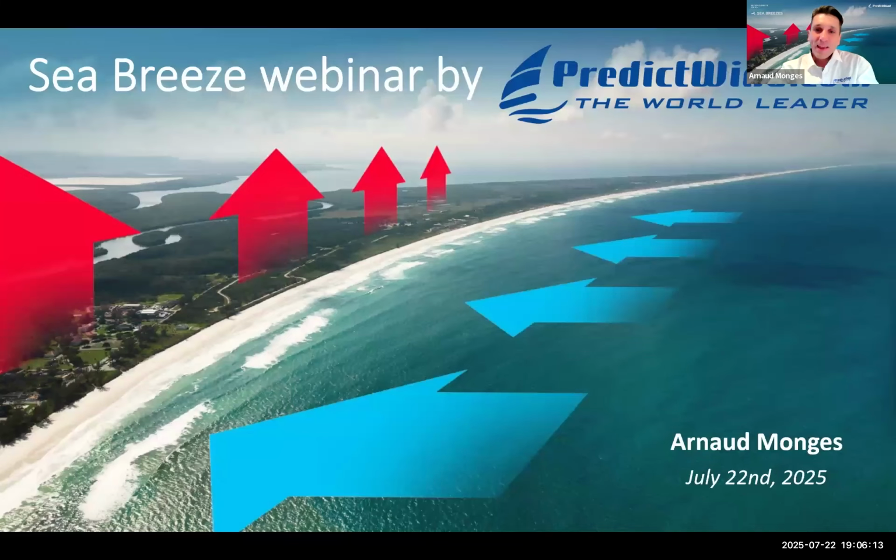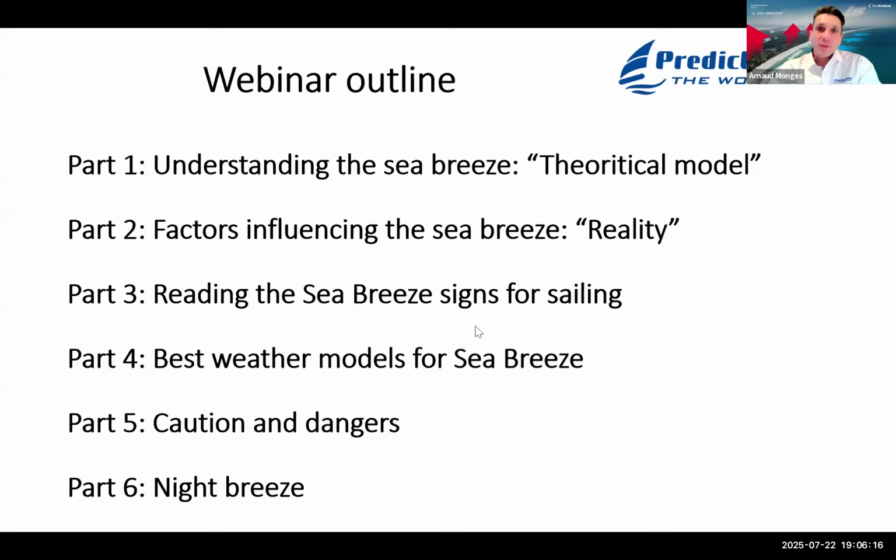So the topic for tonight is gonna be the sea breeze, and we are going to cover 6 different parts. In part 1, we're gonna understand the sea breeze, and we're gonna build a model of the sea breeze. In part 2, we're gonna take this model into reality, and we're gonna see real factors that influence the sea breeze. In part 3, we're gonna leave all the theory behind, and we're gonna get on the water, on the boats, and understand the signs so you can read the sea breeze signs.